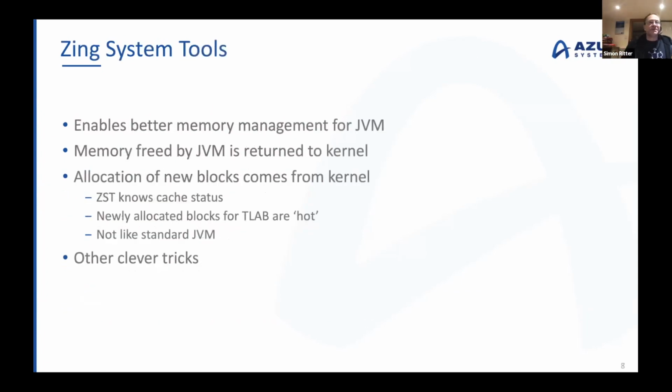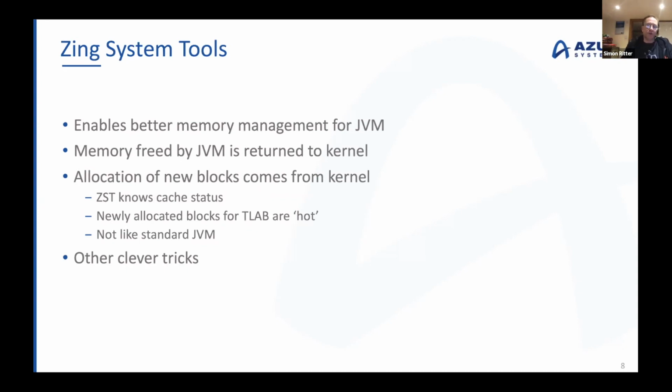Talk a little bit more about the Zing system tools. As I said, it sits at the kernel level in the operating system. What we did was look at the way that the Linux virtual memory system works, and we said, okay, that's a very good approach for general applications, but the JVM is a very specific application. We thought we could do better in terms of mapping physical pages of memory to the address space of the JVM and doing some clever things there.